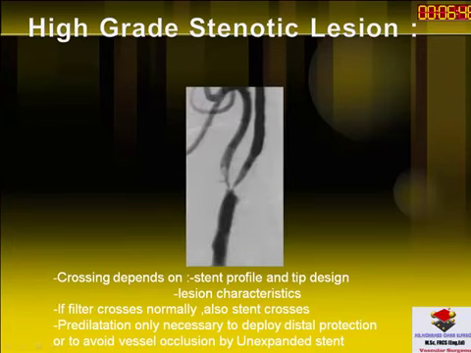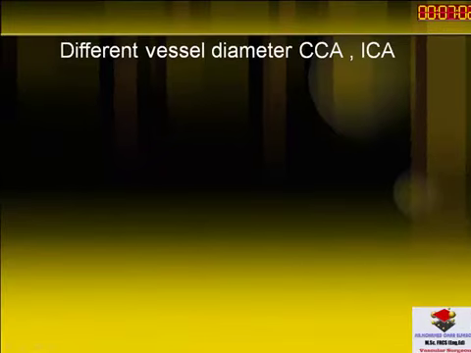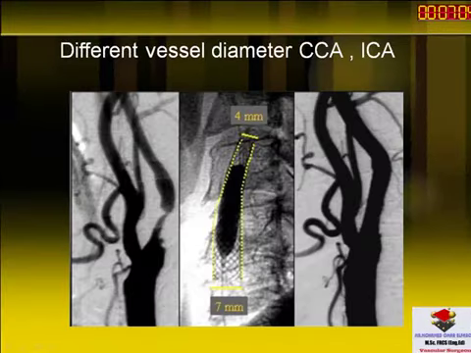For a high grade stenotic lesion like this one, again you need a better crossing profile. If not, you use pre-dilatation with a 3 mm balloon, and obviously it is better to have proximal protection, because in this case you are not protected. With different vessel diameters, you get a lot of discrepancy between vessel diameters, and here Nitinol has the advantage of expanding to 7 mm in the common carotid while only expanding to 4 mm in the internal carotid.